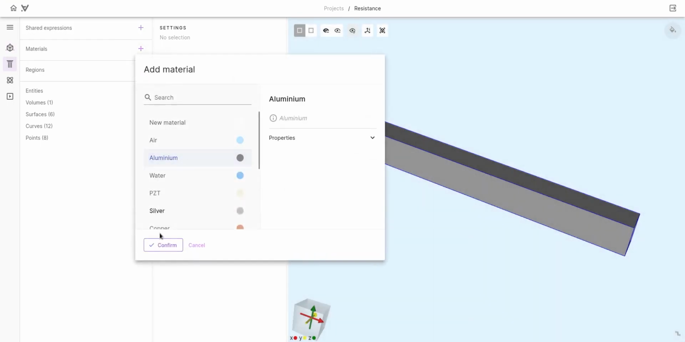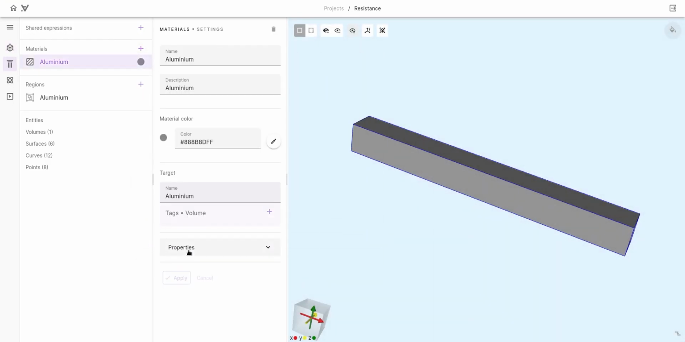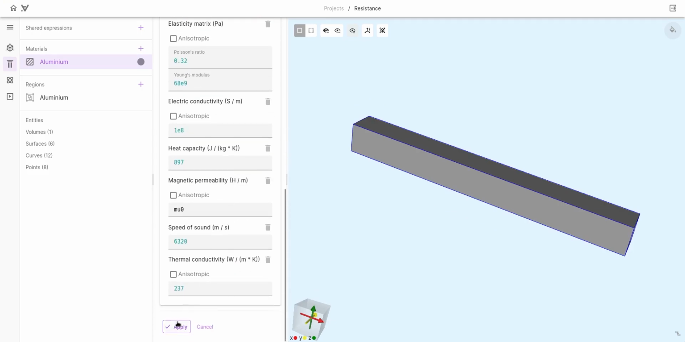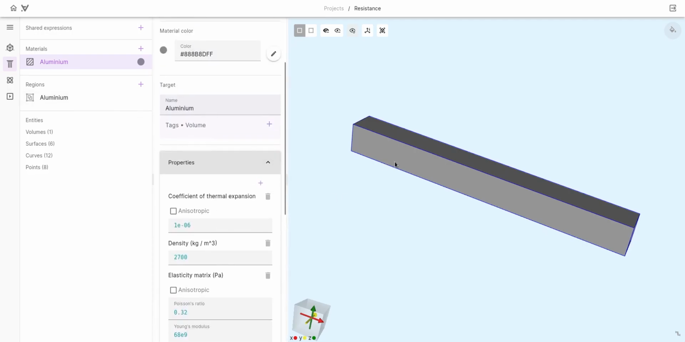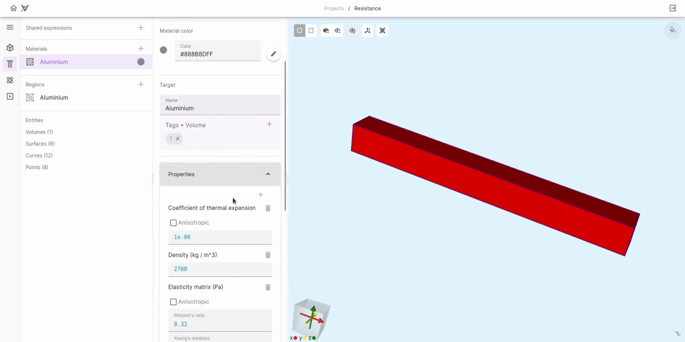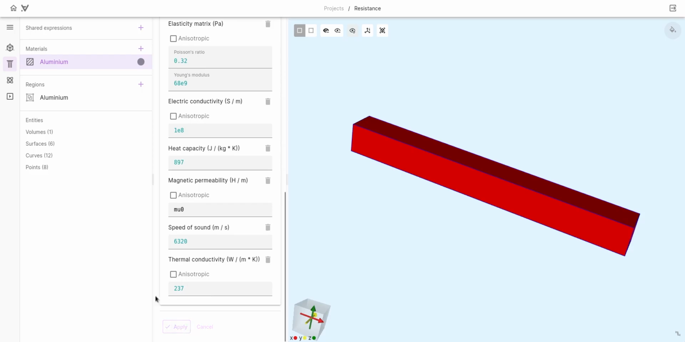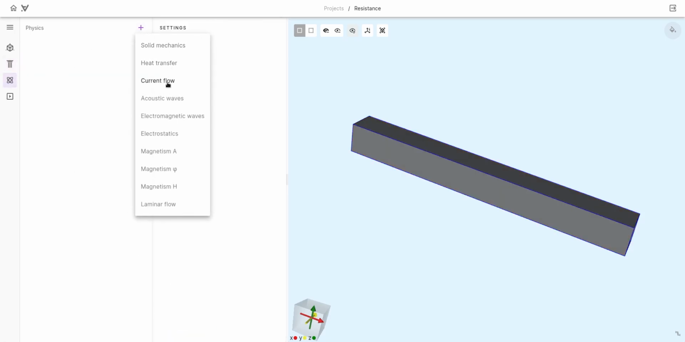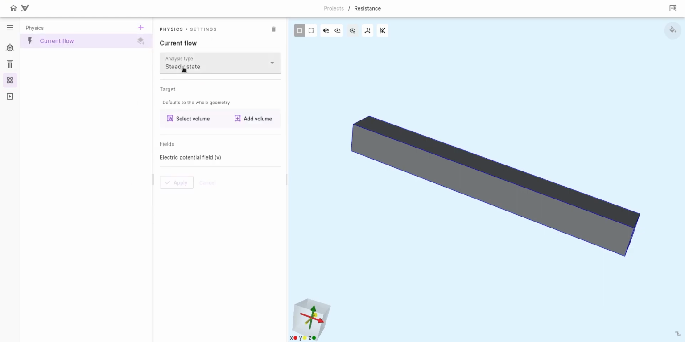So we pick aluminum, but what we really are going to do is override the electric conductivity with our exact 1E8 conductivity to get the same result as these 100 micro ohm. Now the whole geometry is made of aluminum, so we pick the whole geometry. Then we go to the physics, we add the physics, here the current flow. In steady state, it applies to the whole volume, so we don't have to pick it.